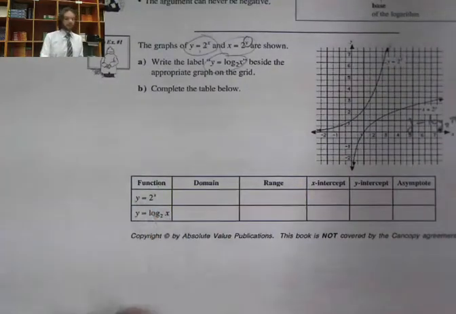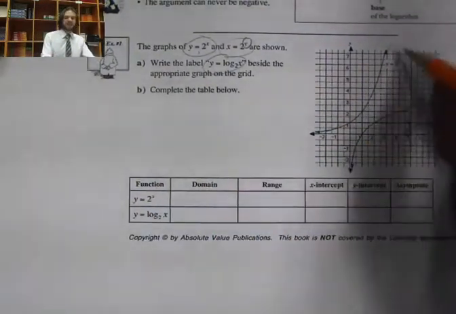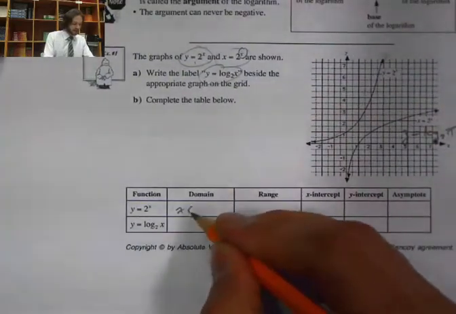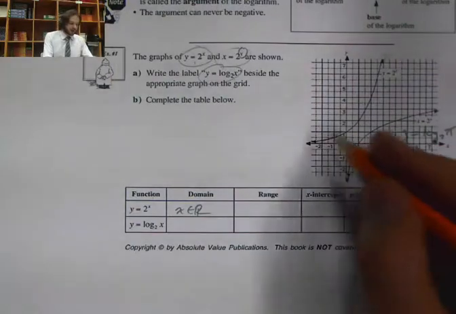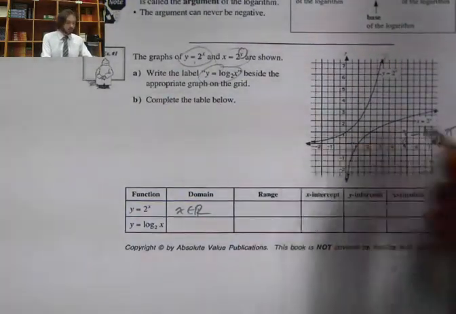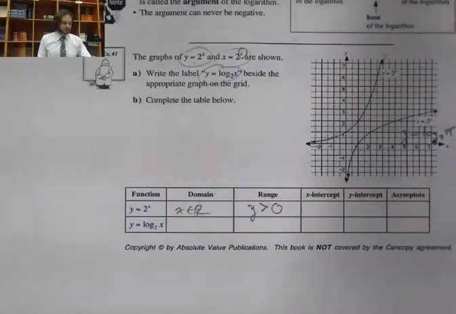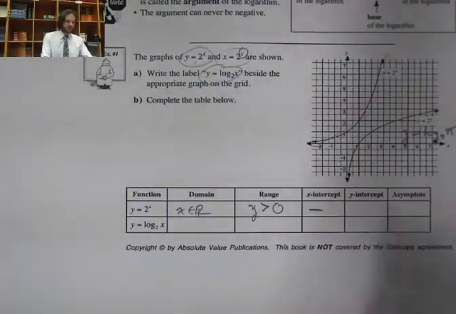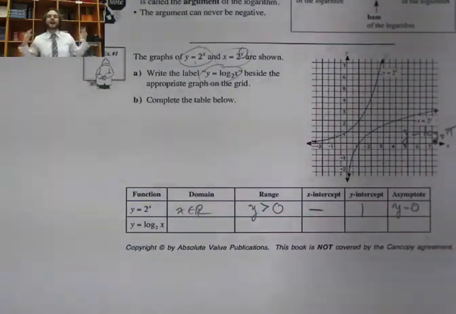Now, let's take a look at this. Function, y is equal to 2 to the power of x. What is the domain of that? Well, we learned this from last class. My domain is x is an element of all real numbers. What is my range? Well, remember, we couldn't get 0. Y must be greater than 0. My x-intercept? There is no x-intercept. Y-intercept is 1. My asymptote is where y is equal to 0, or the x-axis.